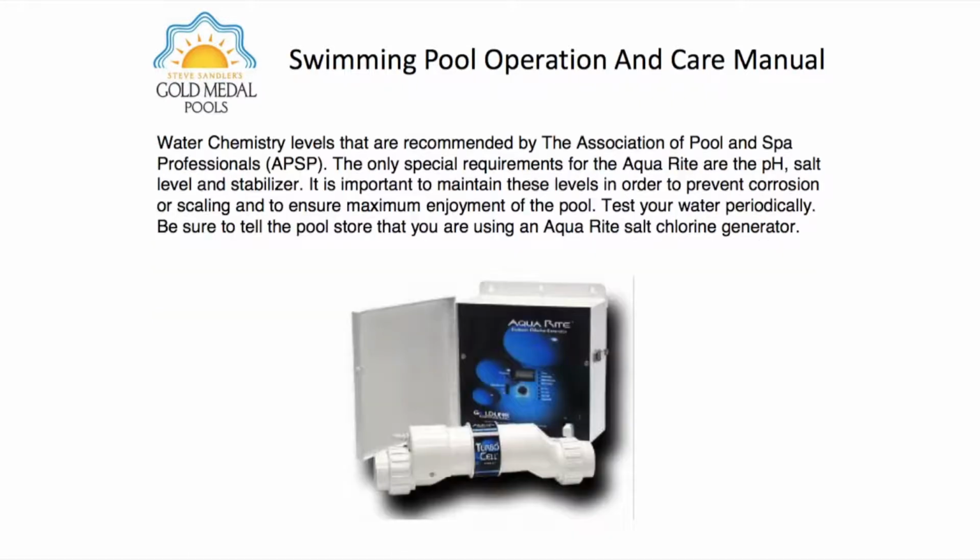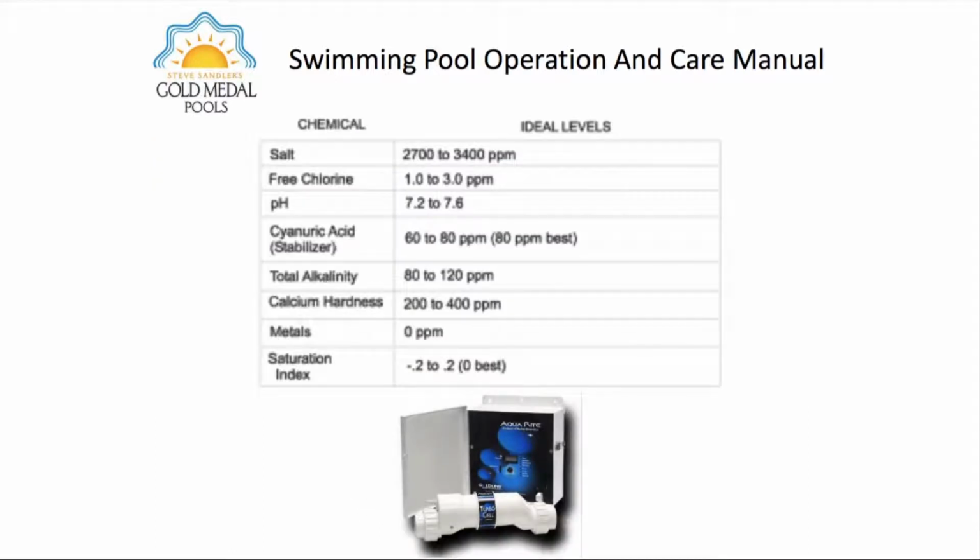Water chemistry levels are recommended by the Association of Pool and Spa Professionals. The only special requirements for the AquaRite are the pH, salt level, and stabilizer. It is important to maintain these levels in order to prevent corrosion or scaling and to ensure maximum enjoyment of the pool. Test your water periodically. Be sure to tell the pool store that you're using an AquaRite salt chlorine generator. The following table contains chemicals and their ideal levels.